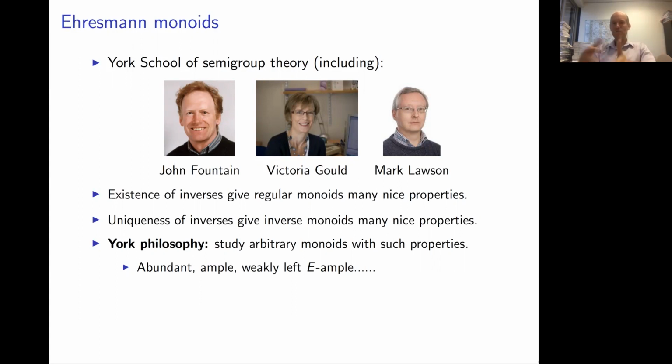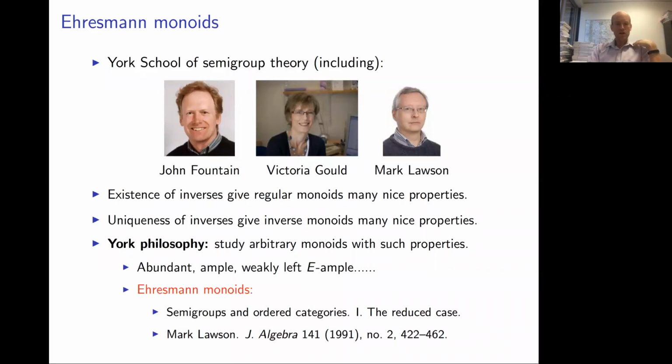like weakly left, E star, and so on. Somehow these people have all of these in their heads. I definitely don't. But today's talk is about a particularly nice family called the Ehresmann monoids. And these came from a paper of Mark Lawson, in the Journal of Algebra in the early 90s.